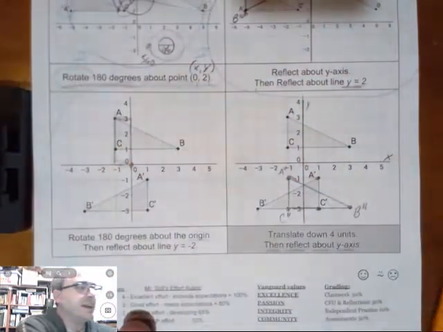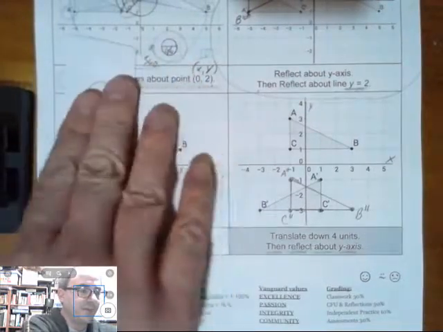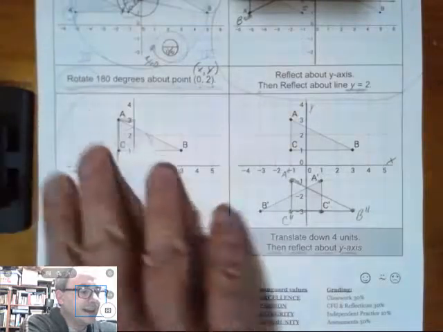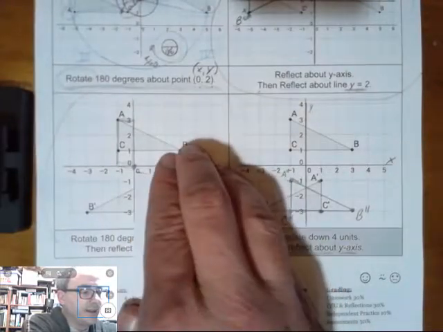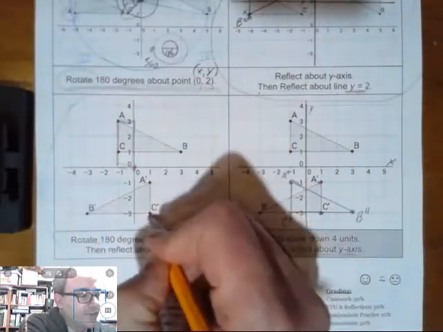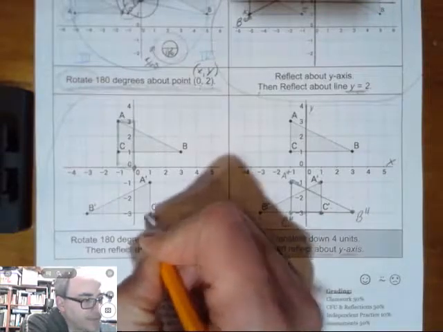If you can kind of envision this, here's a box. I just grabbed a piece of paper randomly from this table. And if I'm turning it 180 degrees, it's going to turn like this over here, right? So this box I have here is going to flip until I have A prime right here.